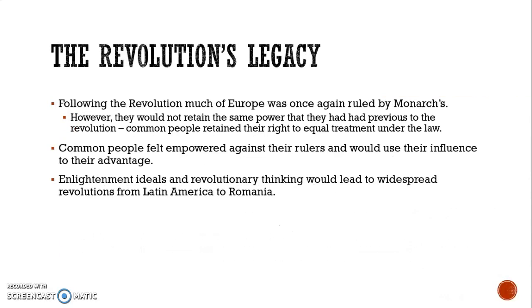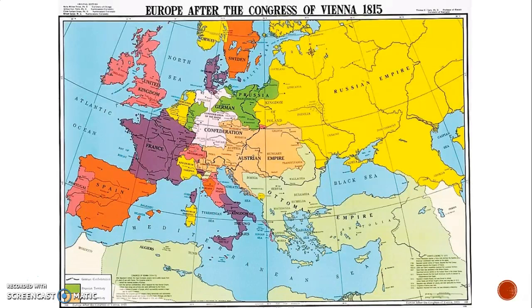They also required the French to pay a large sum of money to the European allies to compensate them for the damages. Following the revolution, much of Europe was once again ruled by monarchs, but they didn't retain the same power that they had previously. Common people now realized that they had more power, and they wanted equal treatment under the law. They now felt empowered and would use their influence to their advantage. These Enlightenment ideals and revolutionary thinking eventually led to many, many revolutions from Latin America to Romania until all of the monarchs were overthrown.